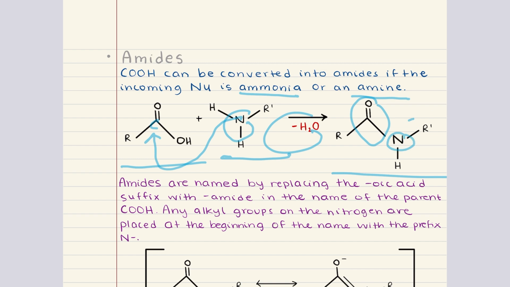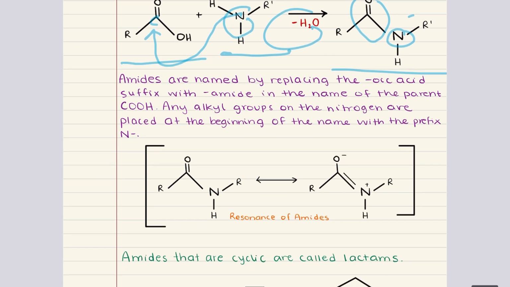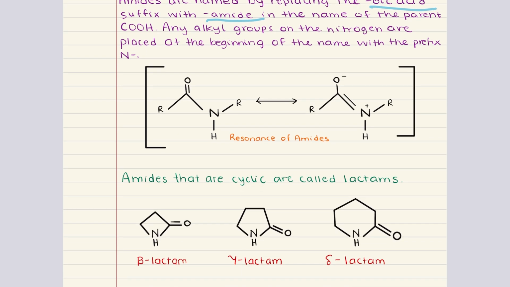atom. Amides are named by replacing the oic acid suffix of the parent carboxylic acid name with the suffix amide. If there are any alkyl groups attached to the nitrogen atom, they're not considered part of the main carbon chain. Instead, each alkyl group attached to the nitrogen is named separately at the beginning of the molecule's name. And these groups are introduced with the prefix N to indicate that they are attached to the nitrogen atom rather than the carbon chain.